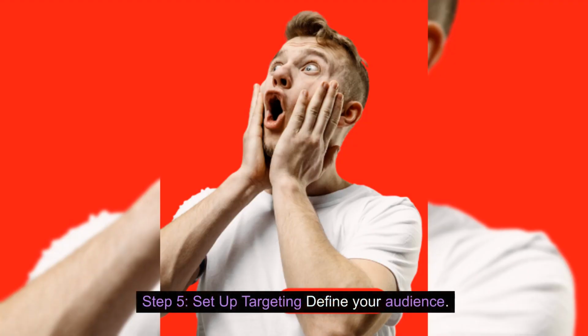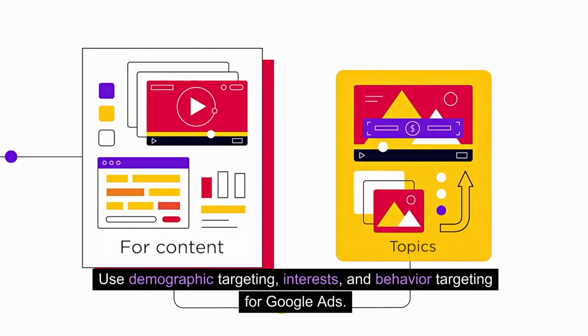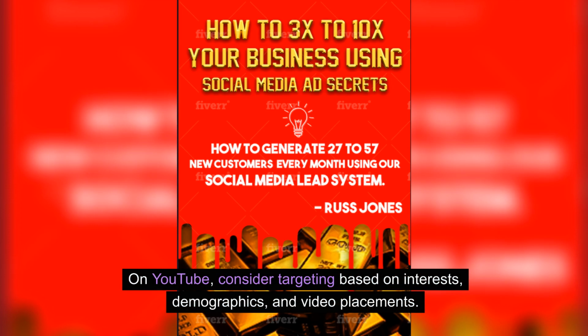Step 5. Set up targeting to find your audience. Use demographic targeting, interests, and behavior targeting for Google Ads. On YouTube, consider targeting based on interests, demographics, and video placements.